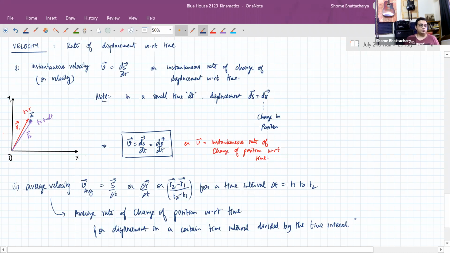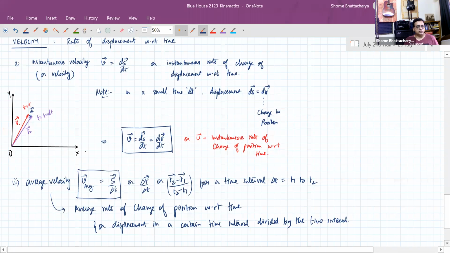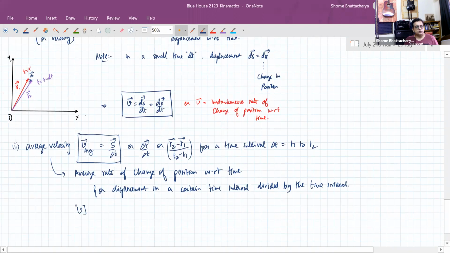Okay, so very straightforward definition over here. This does not involve any calculus. This is just the total displacement divided by the total time. Needless to say, the dimension of velocity is length per unit time.